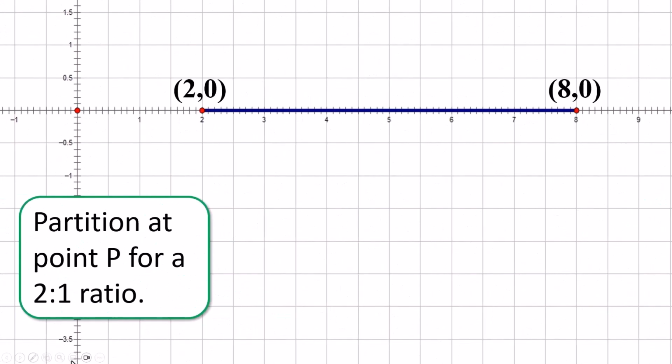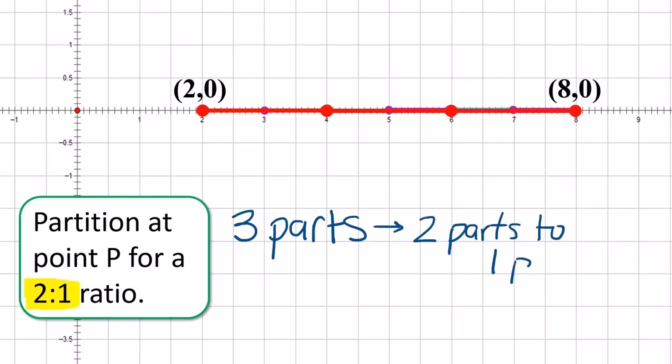So let's do it again. Now we're going to take the same line and we're going to partition it differently so that it's in a 2 to 1 ratio. We still have 6 units total, but 2 to 1 means we need to have 3 parts. 6 divided by 3 is 2, so each one of these little parts needs to be 2 units long. And we want to find the point that splits it in 2 parts to 1 part. Well, here's the first part. There it is, right here. This is it. 2 parts to 1 part. The coordinates of that point, (6, 0).